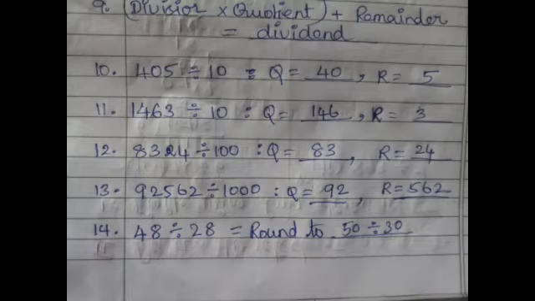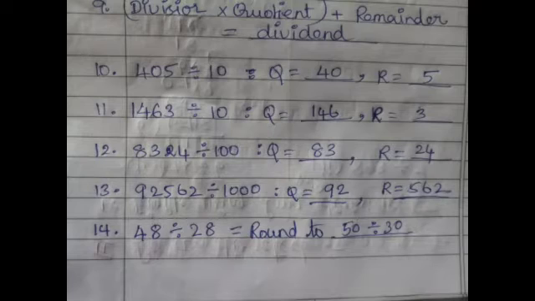Coming to the 12th sum, 8324 divided by 100. 100 has 2 zeros. So, the last 2 numbers, 24, is the remainder. Remaining 83 is the quotient. Next, 13th sum, 92,562 divided by 1000. 1000 has 3 zeros. The last 3 numbers are the remainder, remaining is the quotient. So, 562 is the remainder, 92 is the quotient.